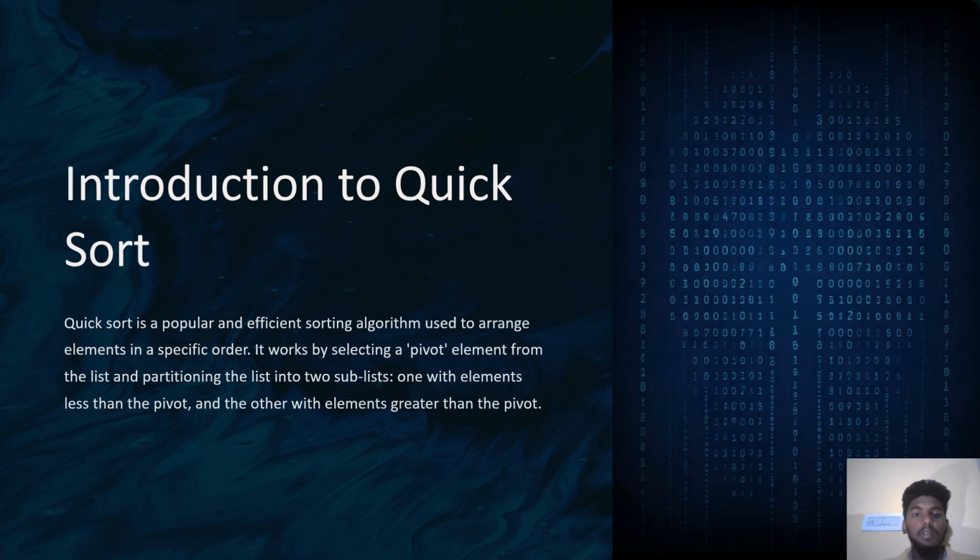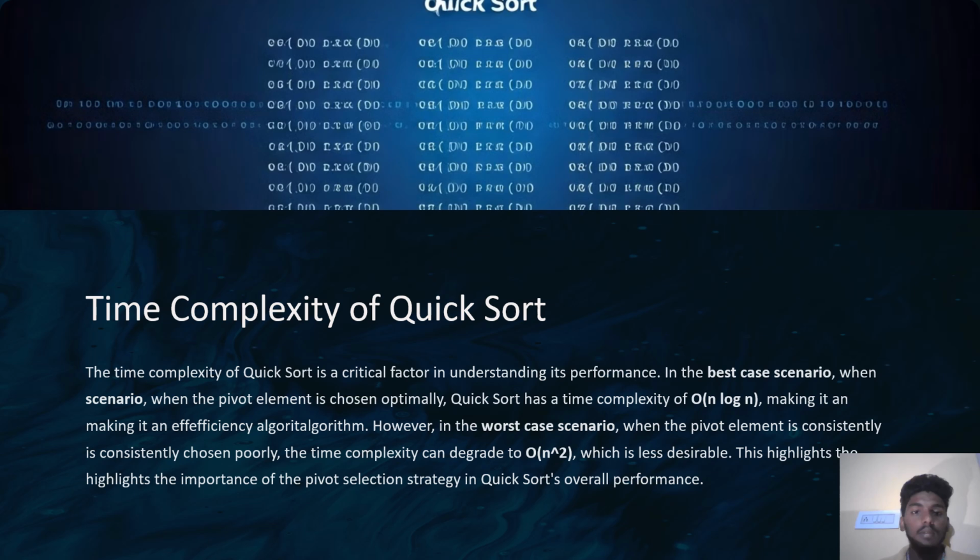Let us discuss an introduction to Quicksort. Quicksort is a popular and efficient sorting algorithm used to arrange elements in a specific order. It works by selecting a pivot element from the list and partitioning the list into two sub-lists, one with elements less than the pivot and the other with elements greater than the pivot.